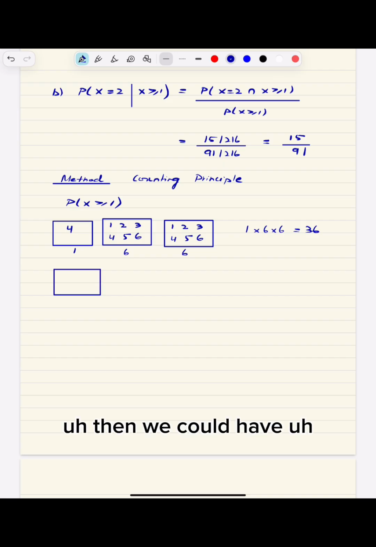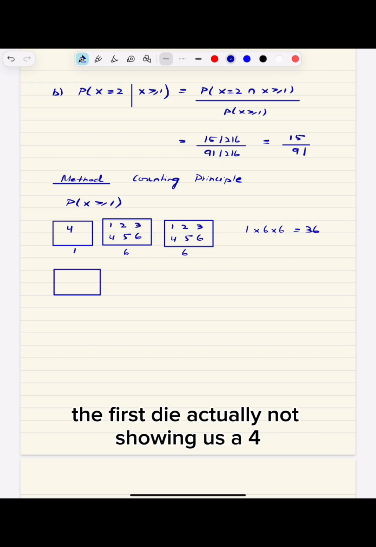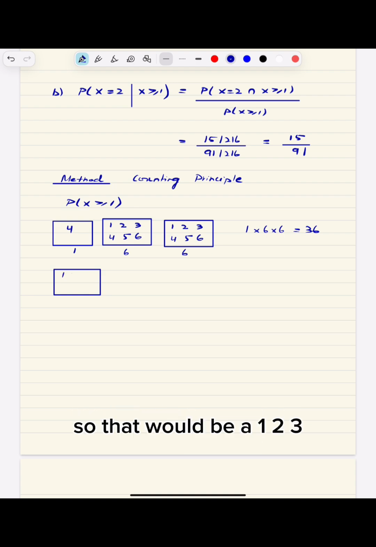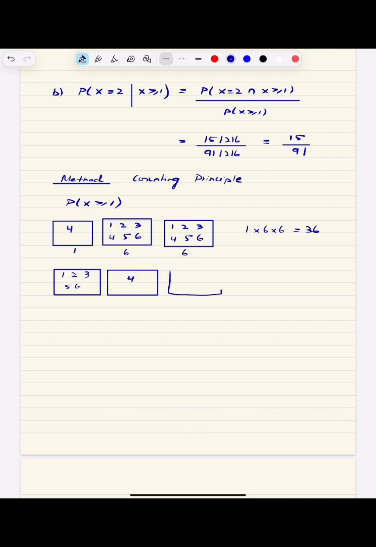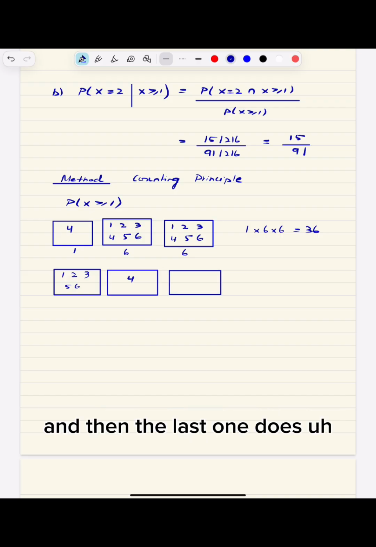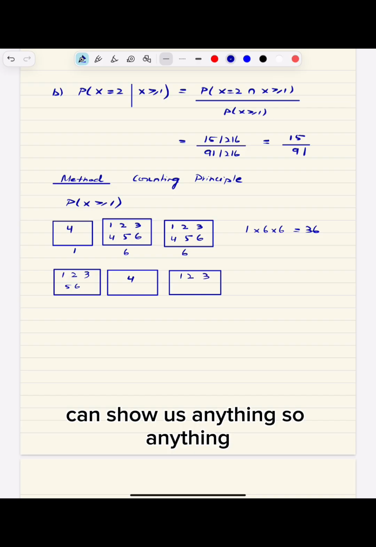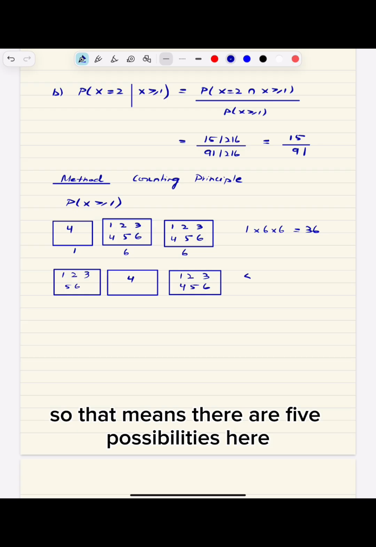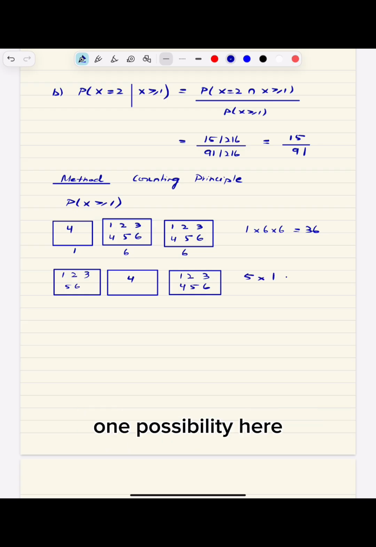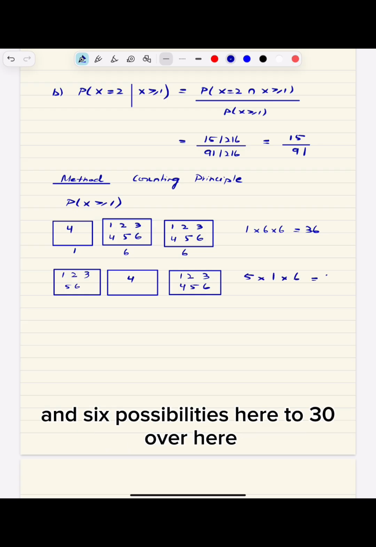Then we could have the first die actually not showing us a 4. So that would be a 1, 2, 3, 5, 6. But the second one does show a 4. And then the last one can show us anything. So that means there are 5 possibilities here, 1 possibility here, and 6 possibilities here, so 30 over here.